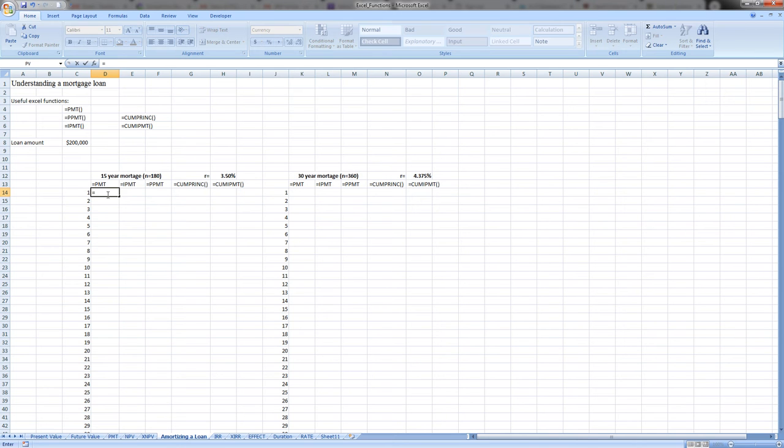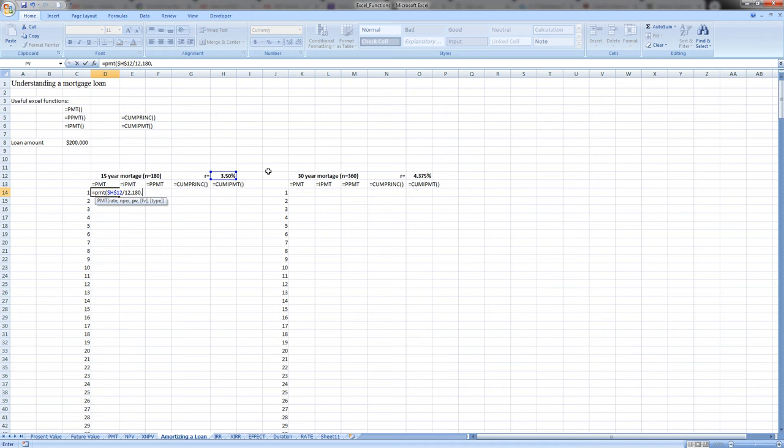So we start off with the payment function, and we identify the rate on the 15-year mortgage. We want to hit F4 to lock in this reference since we're going to drag cells. And we're going to divide by 12 since we account for months within a mortgage. The number of periods is 180, that's 15 times 12.